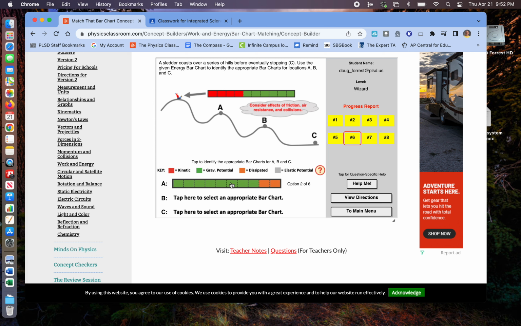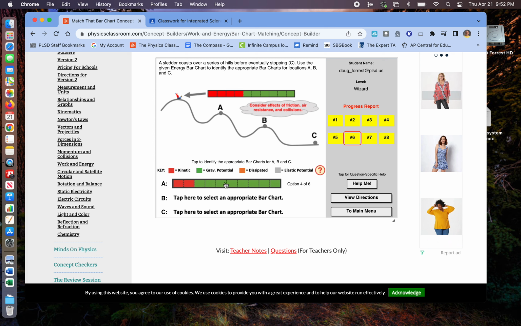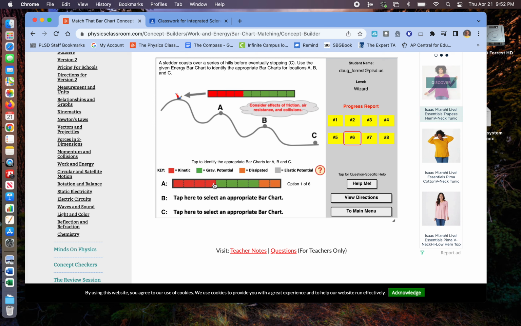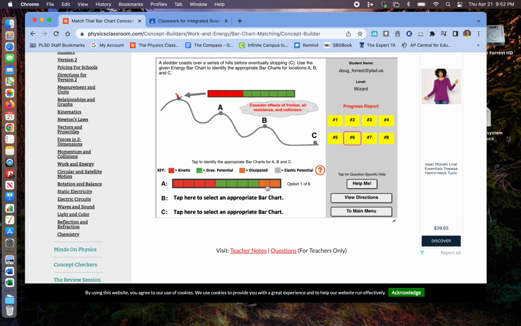So that doesn't make sense because that has more potential energy than it did at the top. That doesn't make sense because there's no kinetic energy there. That doesn't make sense because there's no dissipated energy and it has more kinetic energy than at the top. So this one has more potential energy than at the top, even though otherwise it would be okay. I don't think that's right. This one actually has the same as at the top, but has less kinetic, and that doesn't make sense. And then this has half kinetic, half dissipated, but we know it still has some gravitational potential. So I'm going to go back to this first one. I think that's correct.